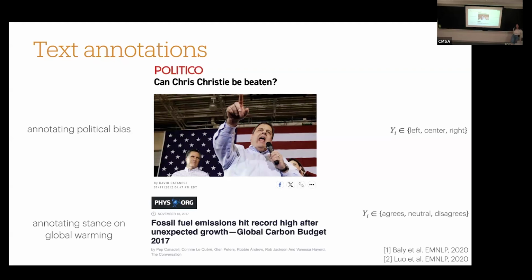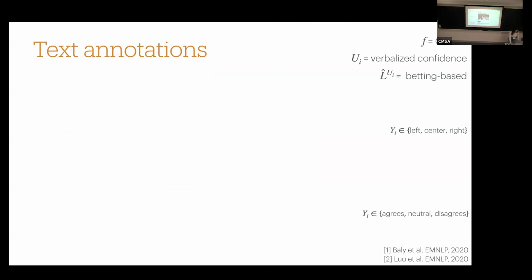The second example that we'll be looking at is annotating article stance on global warming. So we have a bunch of media articles, and the goal is to annotate whether these articles agree with the claim that global warming is a serious concern, disagree with this claim, or are neutral. So again, our labels are agrees, neutral, or disagrees. In both of these examples, we'll use GPT-4o to collect the yi hats.